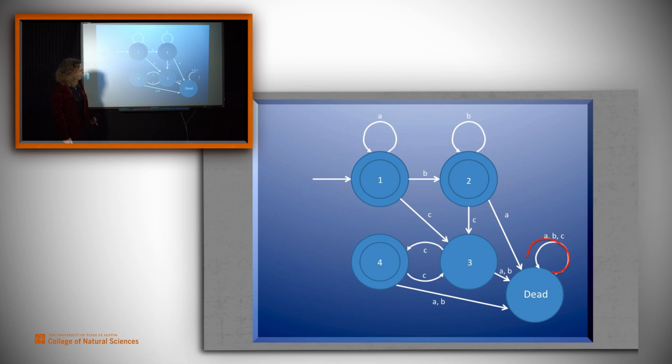So look, I go to the dead state if I'm in 2 and I see an A. That means an A came after a B. If I'm in 3 and I get an A or a B, that means I got A's and/or B's after C's, and the same thing here. So those are the cases where I immediately know that the letters are out of order. I go to the dead state, and I dutifully stay there.